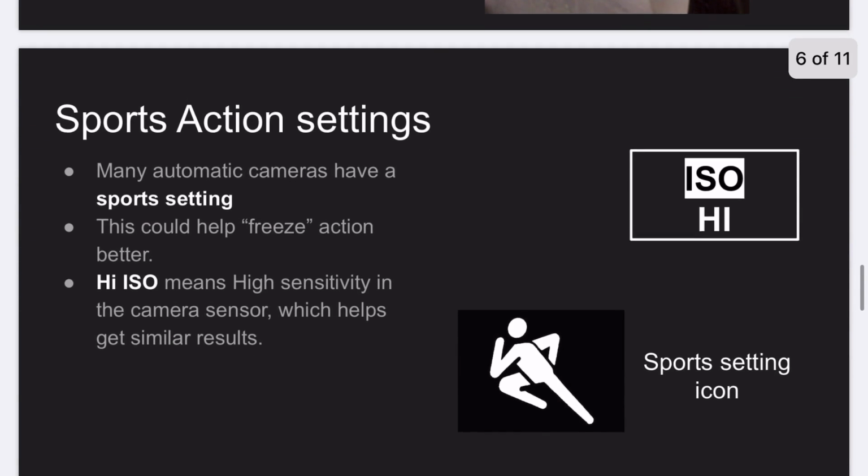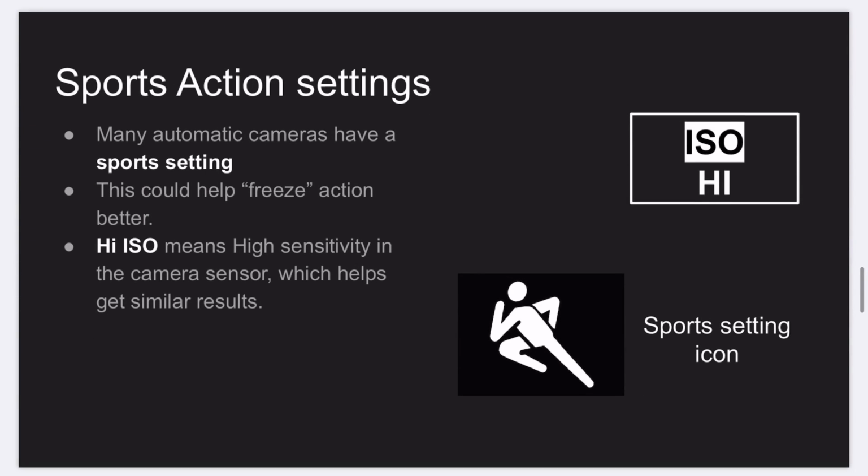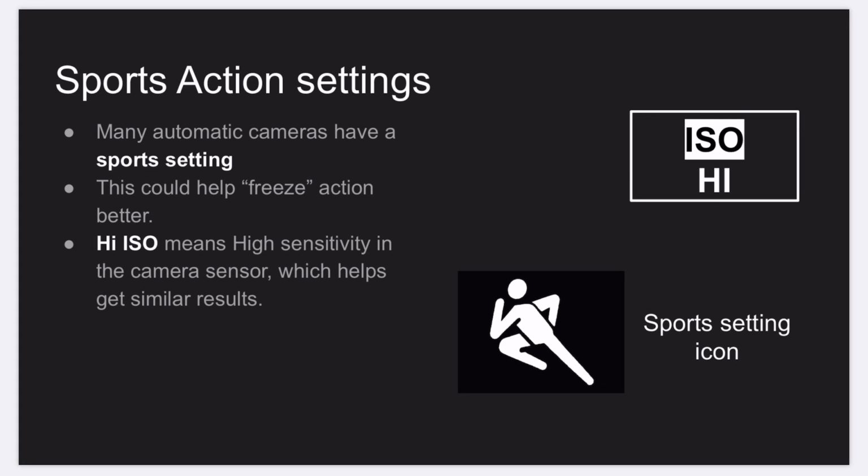Some cameras, not all, probably not your phone, I don't think, may have something called a sports action setting. This will deliberately try and freeze the action. This will try and set a faster speed or higher sensitivity for the action to be completely frozen. That's what the high ISO means.